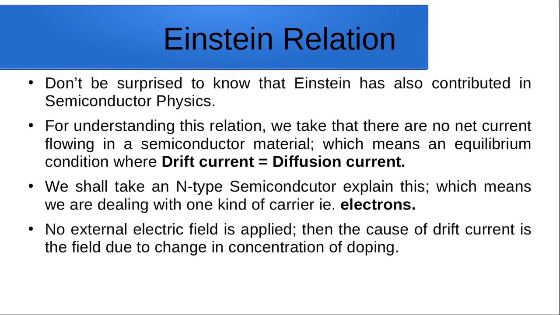We are taking an n-type semiconductor so that the carriers we are dealing with will be electrons. There is no external electric field applied, but there is a drift current due to the field which is brought about by the change in the concentration of doping. And at equilibrium, we take it that the drift current will be opposite and equal to the diffusion current in the semiconductor.